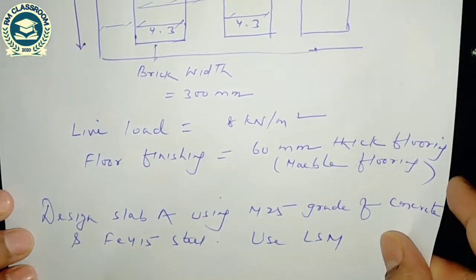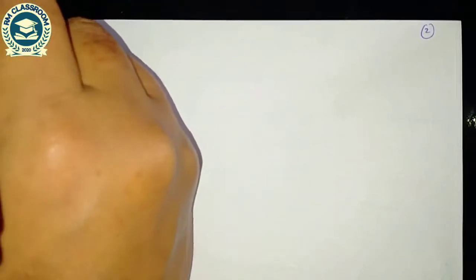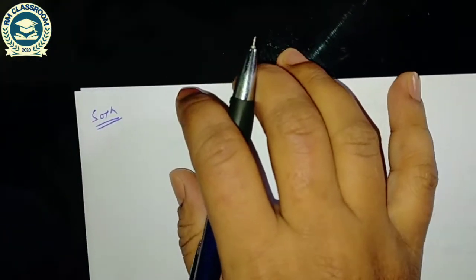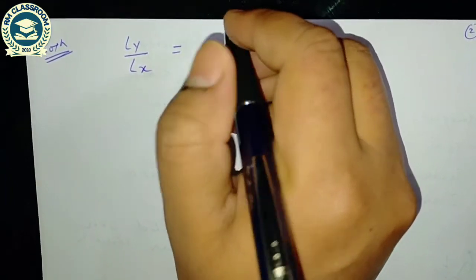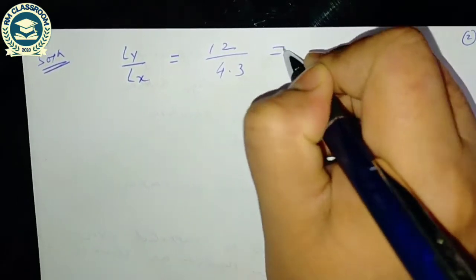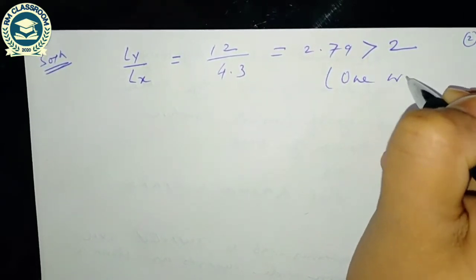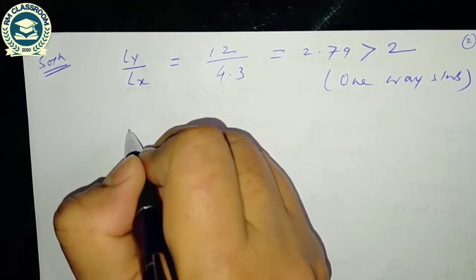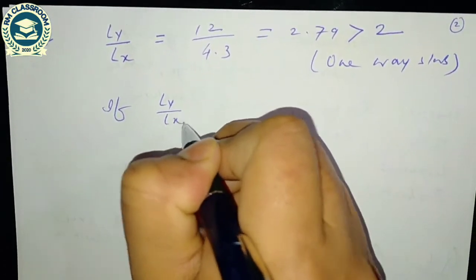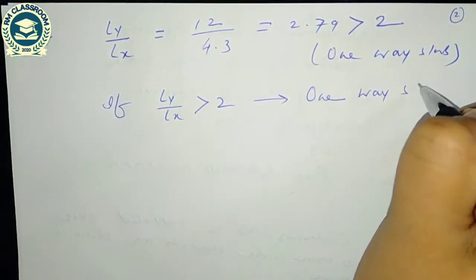Firstly, the first step is to check whether this slab is one way or two way. So the first check is Ly by Lx. The longer span is 12 meter and the shorter span is 4.3. So it is coming 2.79, which is greater than 2. So this is a one-way slab. As I told you earlier, if Ly by Lx is greater than 2, then design the slab as a one-way slab.